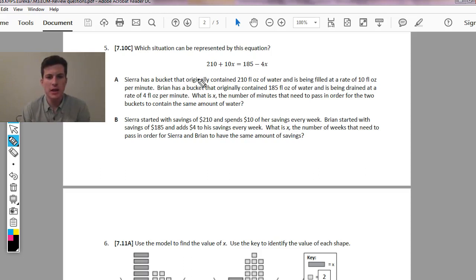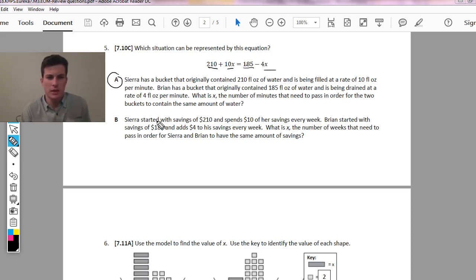Let's read A. Sierra has a bucket that originally contained 210 fluid ounces of water and is being filled at a rate of 10. So filled means you're going to add. So starting at 210, filled means add 10 ounces per minute. That looks good. How about the other part? A bucket that had 185. Yeah, that looks good. It is being drained at a rate of 4. Okay, A looks really good.